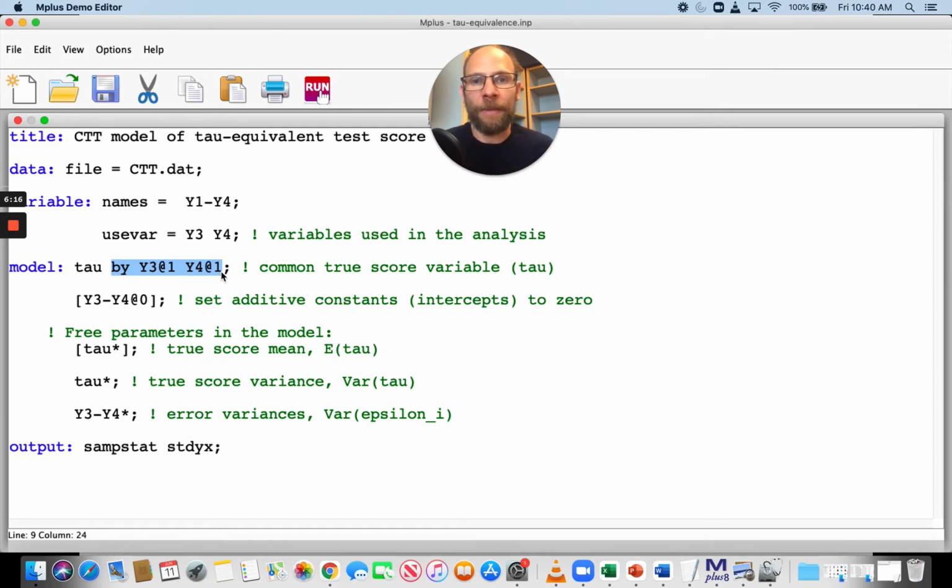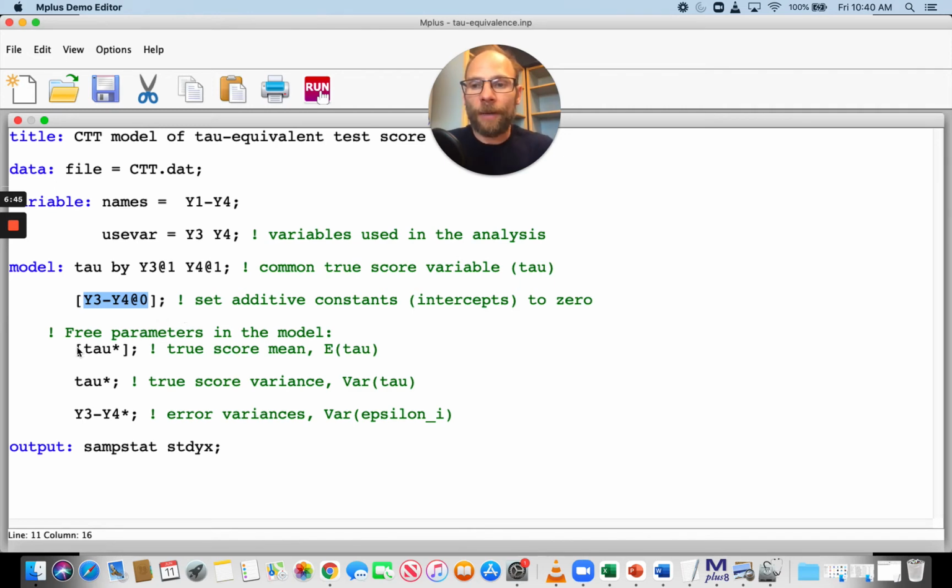There cannot be any mean differences between the variables. There cannot be any differences in the units of measurement between the variables as implied by this model of tau equivalence. And so therefore we also have to fix all of the additive constants to 0. Those are the intercepts that Mplus would estimate by default for all variables. And the tau equivalence model has no additive constant in the measurement equation. Therefore these additive constants or intercepts have to be fixed to 0.